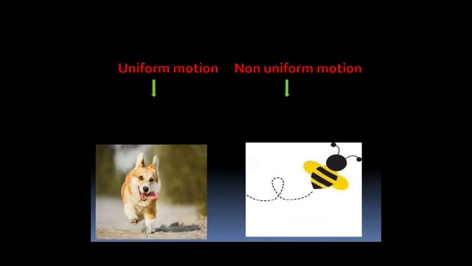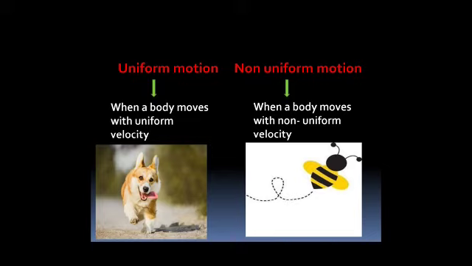When a body moves with uniform velocity, then that is called as uniform motion. So the motion of the dog is an example of uniform motion. And when a body moves with non-uniform velocity, then that is called as non-uniform motion. So the motion of the bee is non-uniform motion.